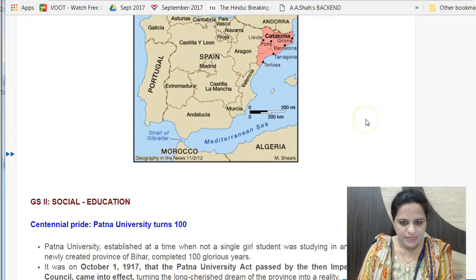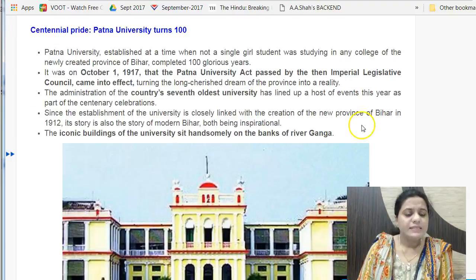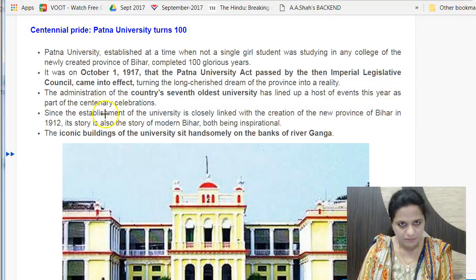Then the next news item is Centennial Pride. Patna University turns 100. Patna University, which had been founded in 1917 by the Imperial Legislative Council under the British rule, is the country's 7th oldest university and it has completed 100 years. So it is a centenary celebration, and this iconic building of the university is on the banks of river Ganga.